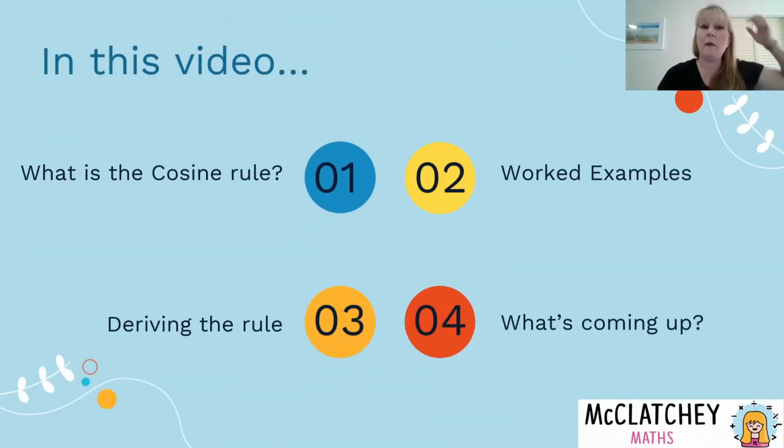Okay, in this video we're going to talk about what the cosine rule is. We're going to look at some quick worked examples, and then for those senior students who like a bit of algebra, we're going to derive the rule and talk about what's coming up next.